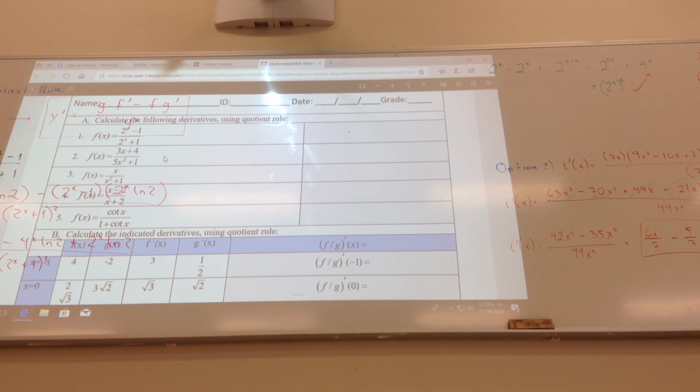Cancel something? Yes, this one with this one, right? So this times the same thing will be 2 times 2x ln of 2, over (2x plus 1) to the square. Agreed? Is that the end?